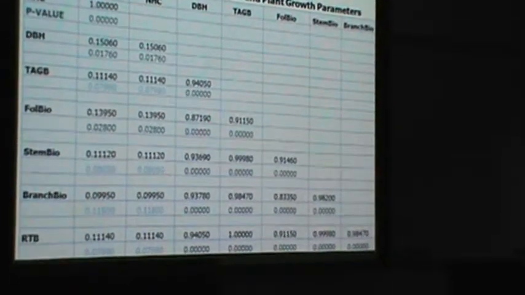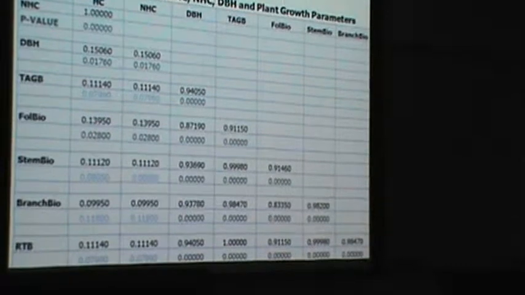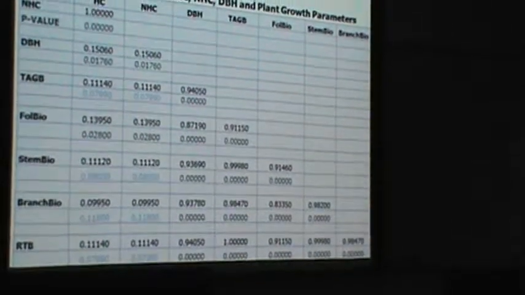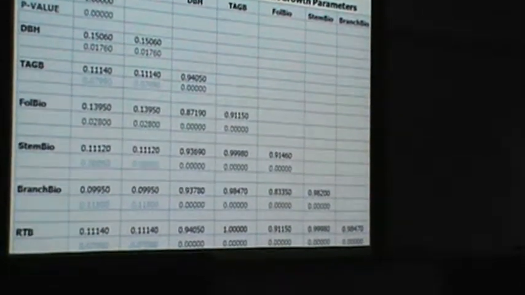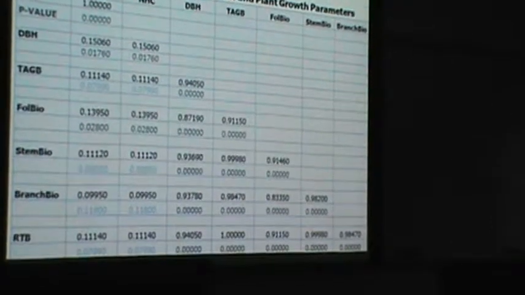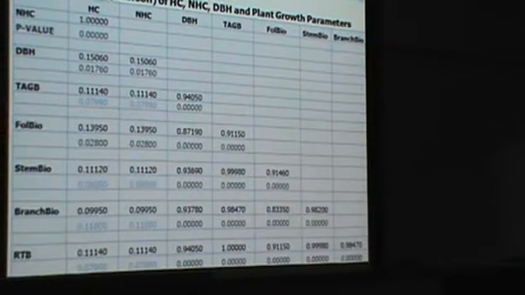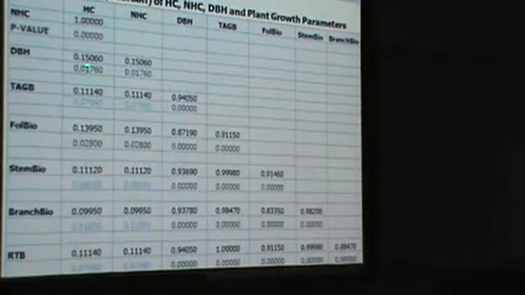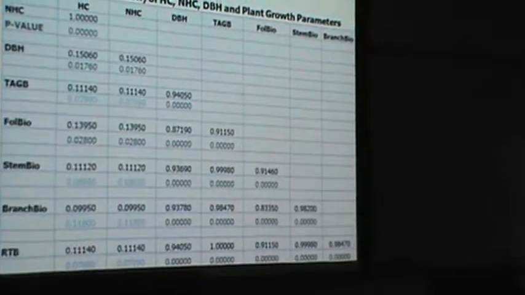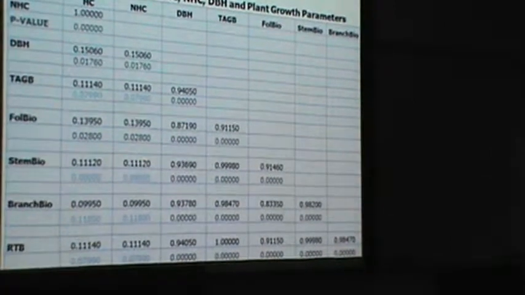This is a correlation of hydrological carbon, non-hydrological carbon, diameter of breast height, and plant growth parameters. You see that hydrological carbon and non-hydrological carbon both were significantly correlated with diameter of breast height and foliage biomass only.